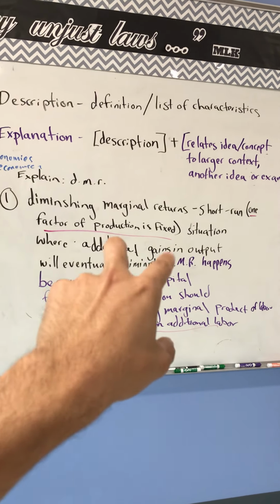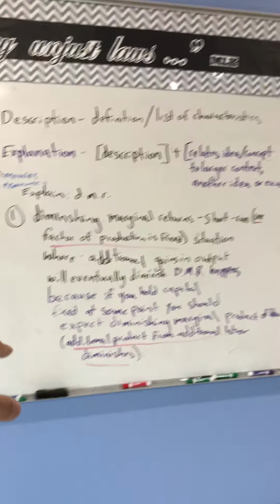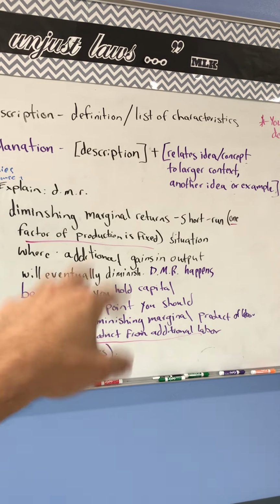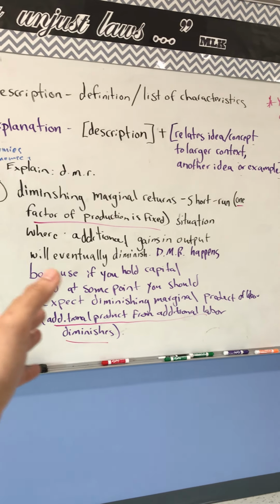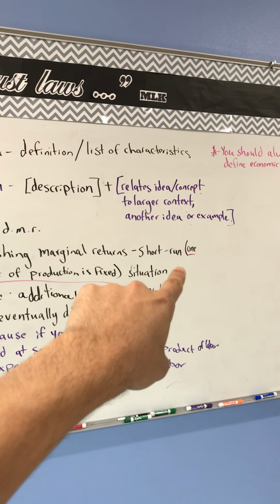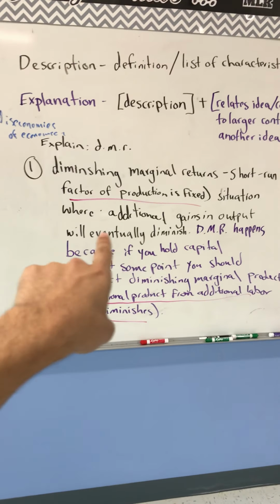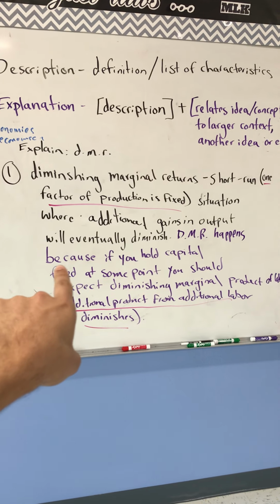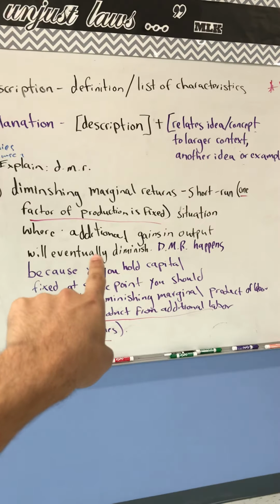So we see diminishing marginal returns, and then I say short run. And then you can see right here, I put, it's a good rule of thumb to define your economics vocabulary, just so the AP grader knows that you know what those terms mean. Probably don't need to define all those vocabulary words, but go ahead and just define them so you make sure you get those points. So in the short run, that's a scenario in which one factor of production is fixed. Short run situation where additional gains in output will eventually diminish. That's the definition. So it's a good description of diminishing marginal returns.